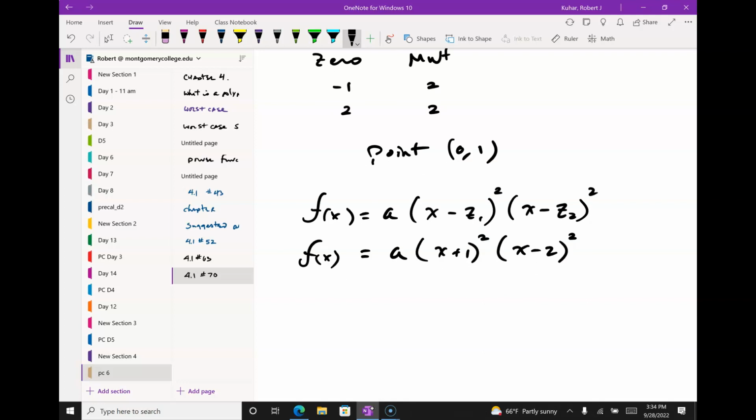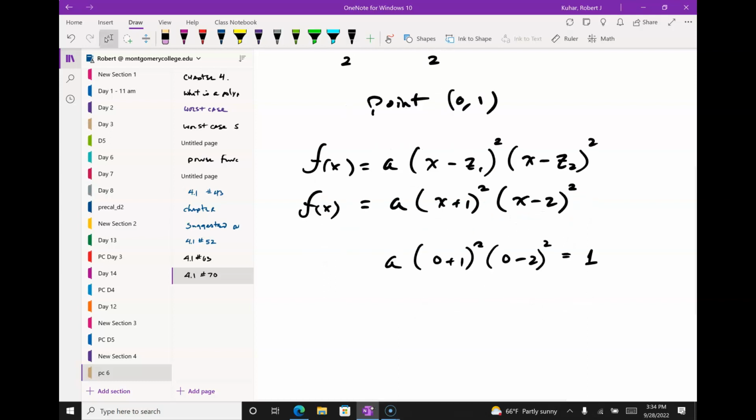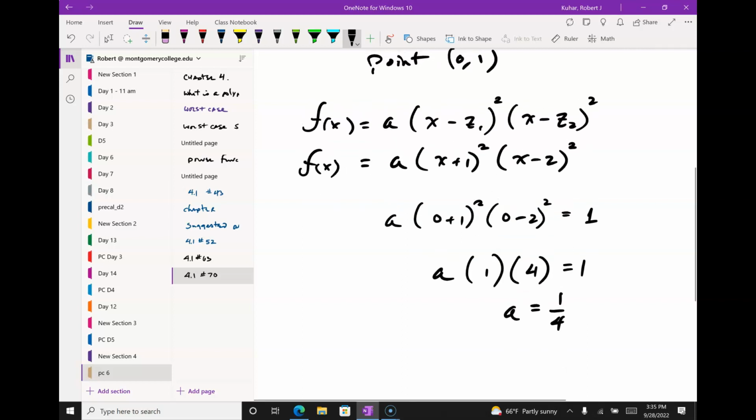At this point, I want to put in my point and figure out the value of a. So if I put in x is 0, I'm supposed to get a 1 out for my y. So it looks like a is 1/4. We okay there? Nice. So I got my final version, not expanded: 1/4 times x plus 1 quantity squared times x minus 2 quantity squared.